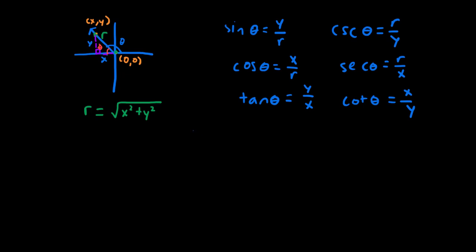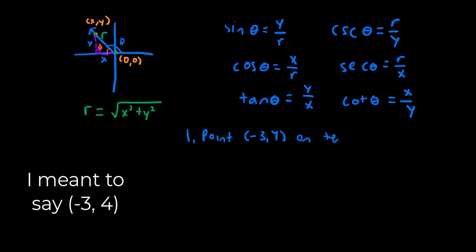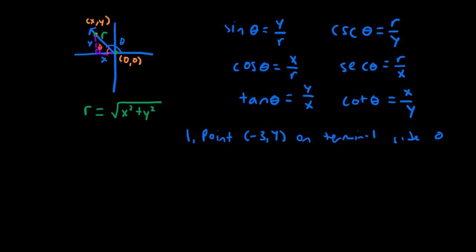So now we're going to do an example. So we're given point -3, 4 on the terminal side of angle theta in standard position.